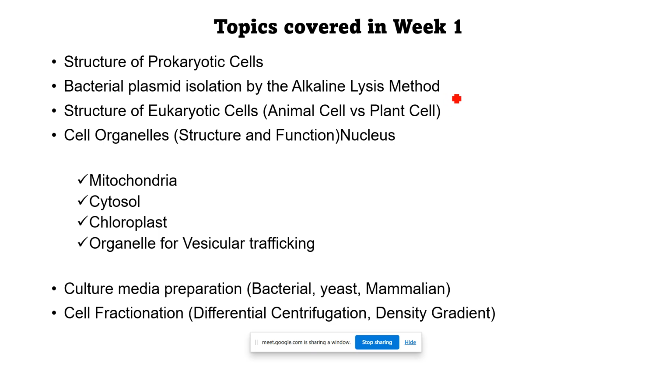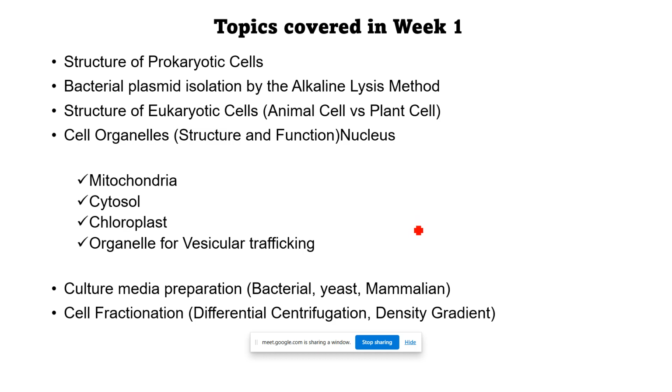And then in lecture two, we saw the structure of a eukaryotic cell. So what are the different organelles, starting from the nucleus and the vesicular organelles, mitochondria, cytosol, chloroplast, then organelles for vesicular trafficking. And then in lecture three or four, there was a discussion on culture media preparation and also how mammalian cell culture media is prepared in the laboratory, how it is filtered using 0.2 micrometer filter paper, right? And then towards the end, we had looked into how cell fractionation is done.